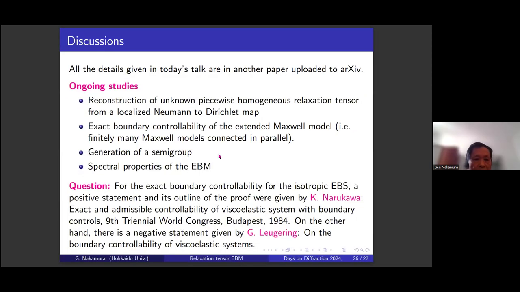Let me give you one interesting question. This is about the exact boundary controllability for the EDS, especially let's fix the isotropic case. There are two known results. There's a positive statement that there is some controllability. But on the other hand, there's a negative statement. I'm really puzzled with this statement. If anybody is interested, I really want you to help me consider this question.